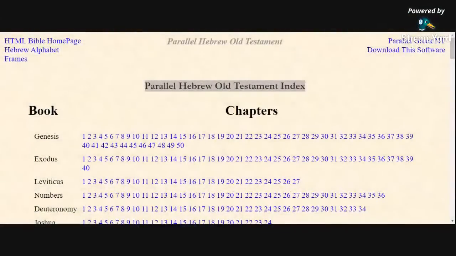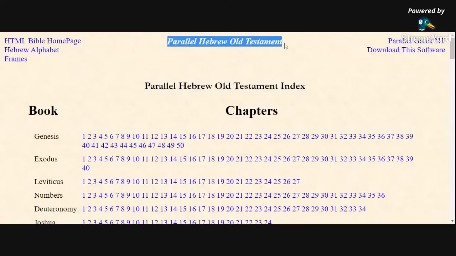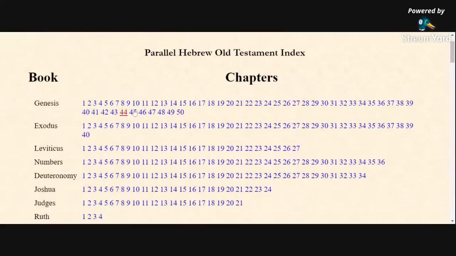So anyway, let's go to this. This is the Parallel Hebrew Old Testament Index. Up here at the top it says Parallel Hebrew Old Testament. Any of these books you can go into in the Old Testament, you can click on these chapters. This is the books over here.